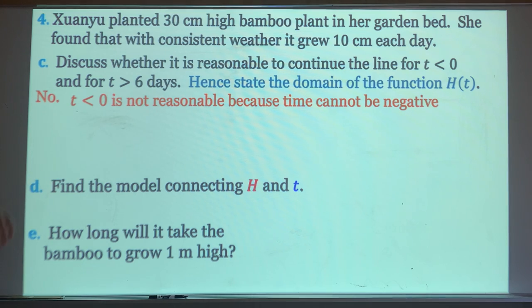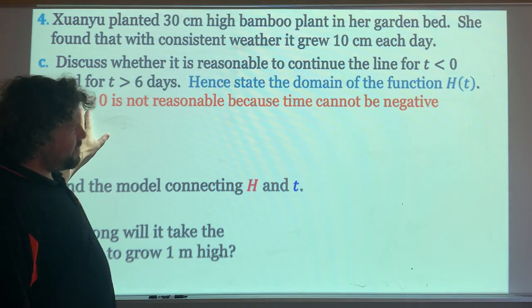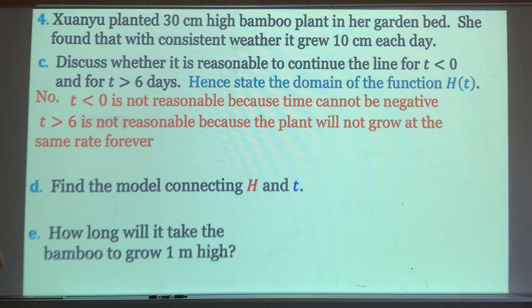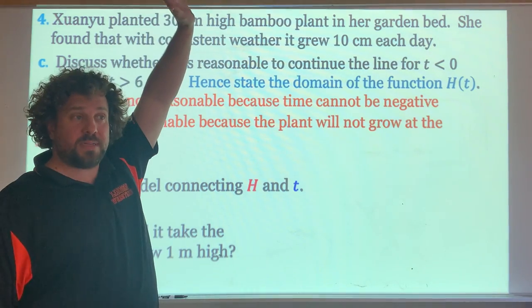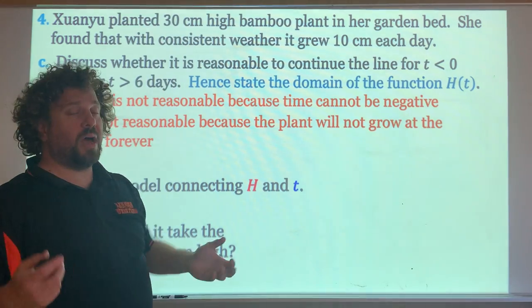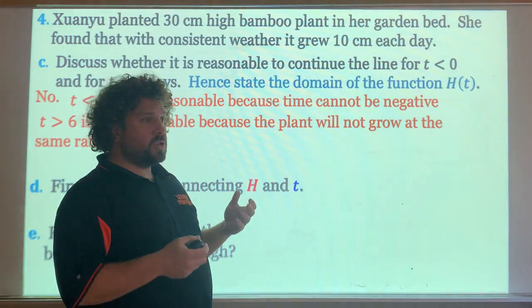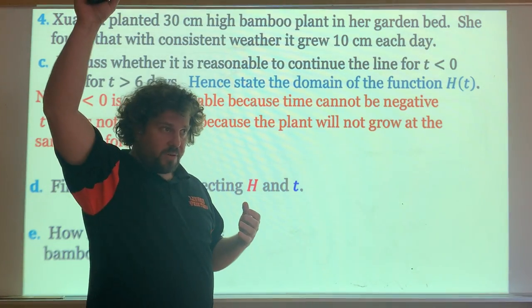T less than zero is not reasonable because, like I just said, time can't be negative. Now, T greater than six really isn't reasonable because the plant will not grow at the same rate forever. It's not Jack and the Beanstalk. The plant is not going to grow up into the sky forever. You don't know how long it's going to grow until it stops. Trees don't grow up and up and up forever. Eventually, they stop.